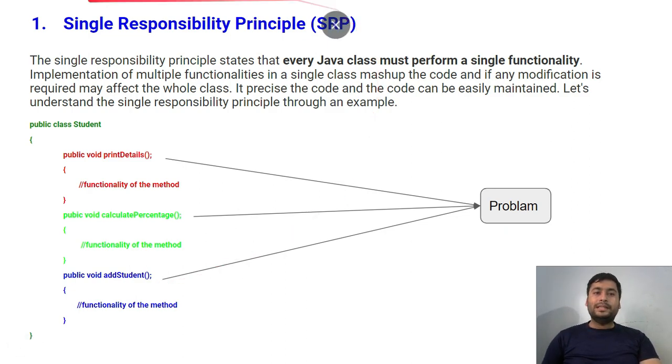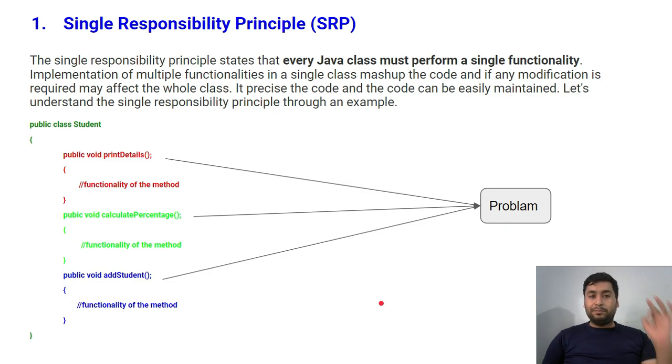But if you see, with the single responsibility principle, we are breaking this principle, because we have written three methods inside this student class. That is not a good way to provide the solution. So this is the one problem that I have defined.